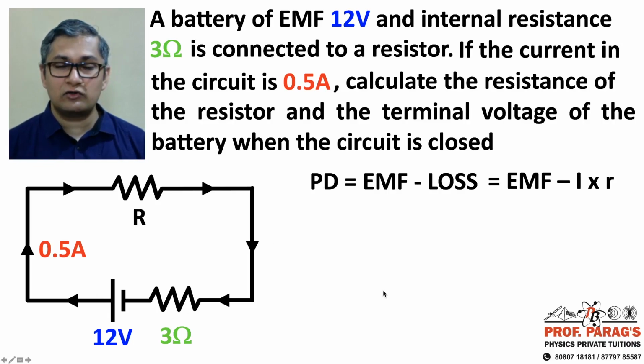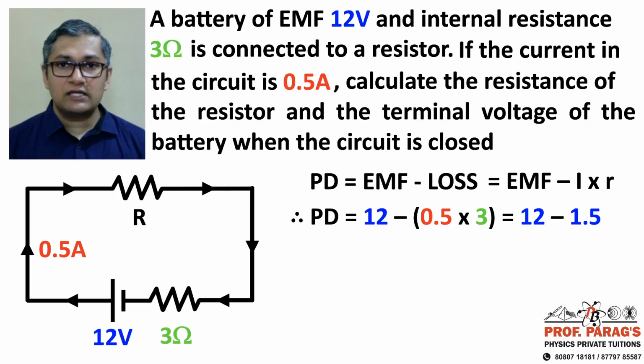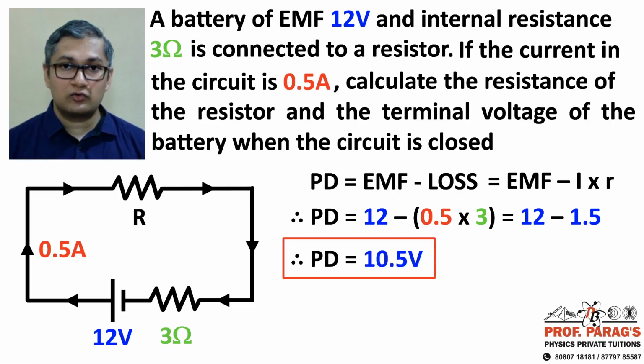So the voltage loss is going to be I into r, but which r? It is going to be the small r value, not the capital R value. So the EMF is again, in blue, 12 volts, the current in red is 0.5 amperes, and the internal resistance is 3 ohms. If I multiply 0.5 into 3, I get 1.5 volts. So out of 12, 1.5 volts is what is lost within the cell. So what is the PD then? 12 minus 1.5 is very simple, 10.5 volts. So I've got the PD.